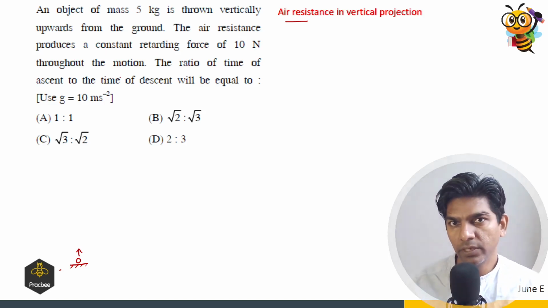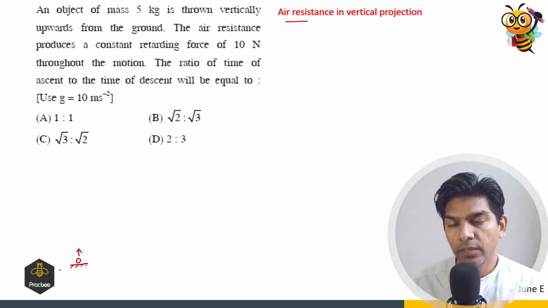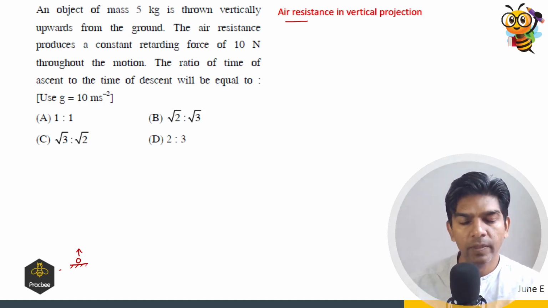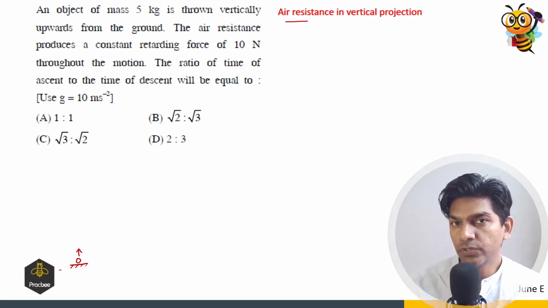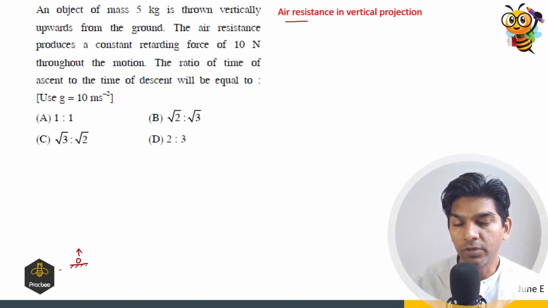And you should also remember, whenever there is air resistance, the force exerted by air is always opposite to the velocity. So when the stone or the object is ascending, then the force will be in the downward direction, and when it is descending, the air resistance force will be in the upward direction.